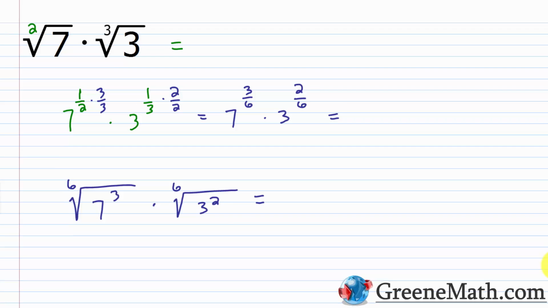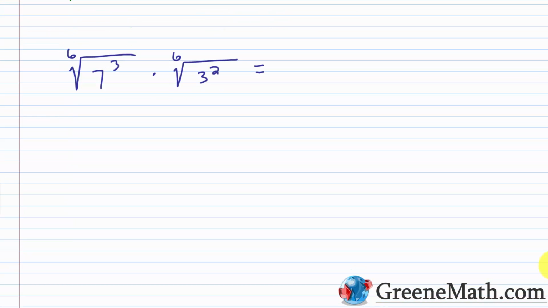For most of these, you're going to end up using a calculator anyway. You just need to know how to do it. So what is 7 cubed? That's 343. What is 3 squared? That's 9. So you would have the 6th root of 343 times 9, which is the 6th root of 3,087.